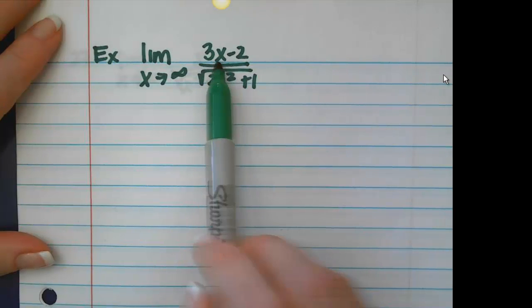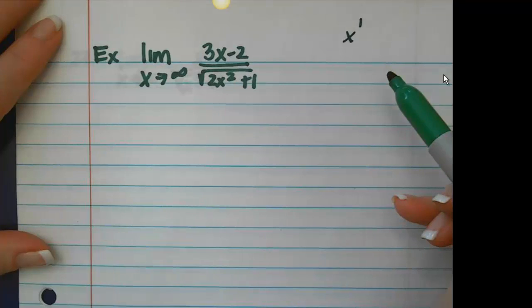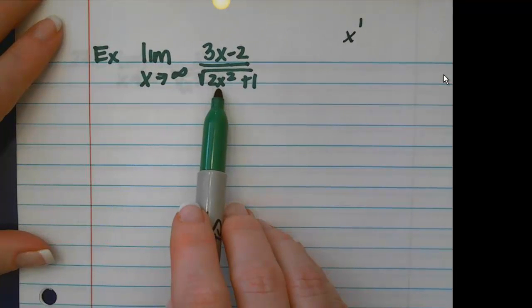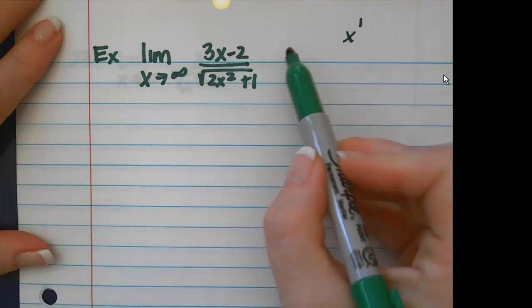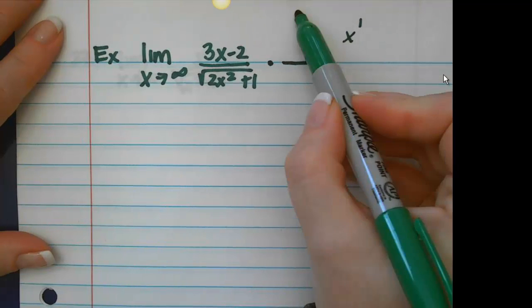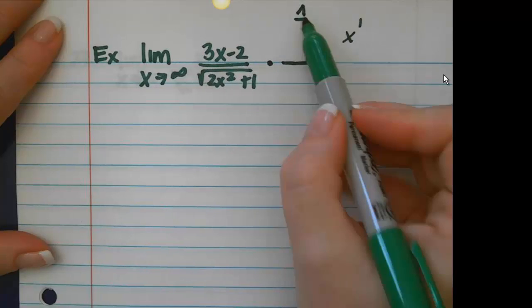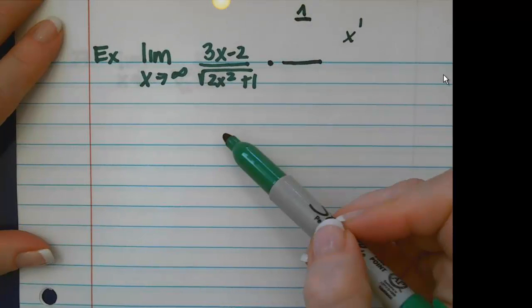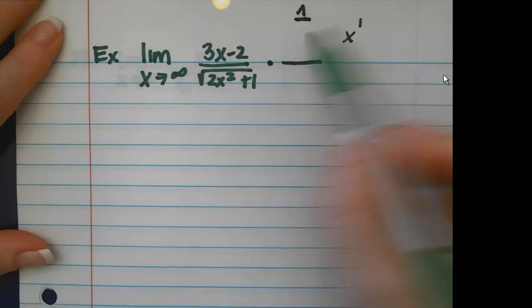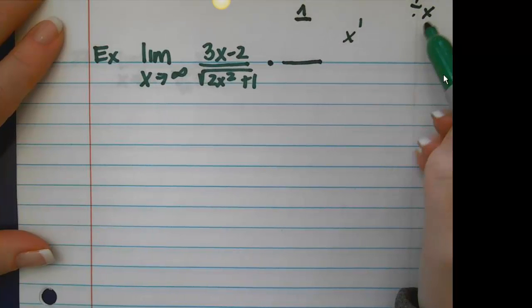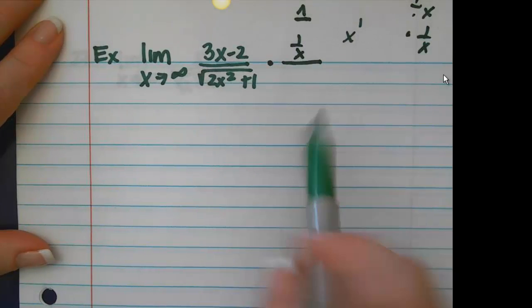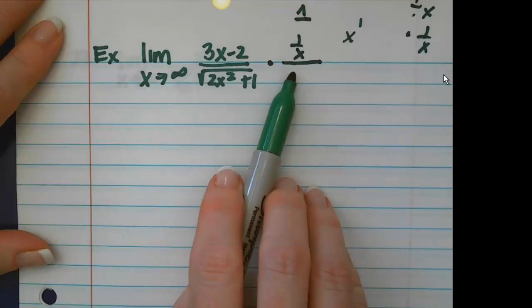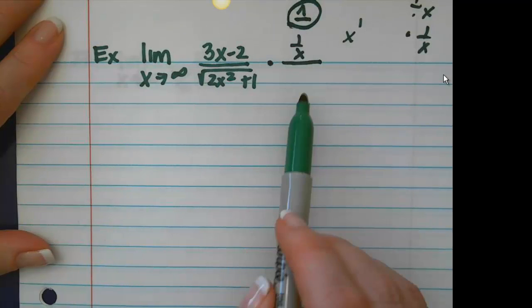So the highest power of x I see in the numerator is x to the first. And technically the highest power I see in the denominator is going to be a square root of some type of x squared, so it's also x to the first. But I'm going to be strategic. I'm allowed to multiply any expression by 1 and it stays itself. Dividing by x is the same as multiplying by 1 over x. So I'm going to multiply the numerator by 1 over x, and I'm also going to multiply the denominator by 1 over x so that I keep this as 1.